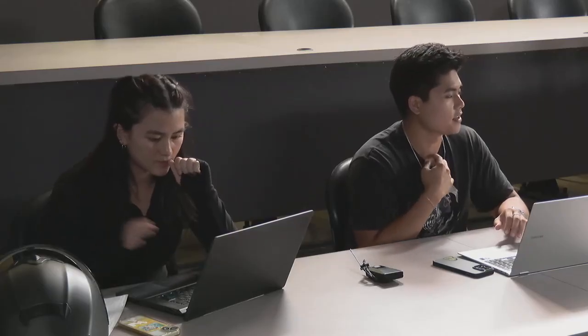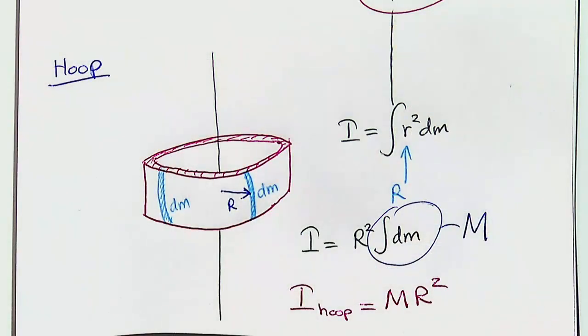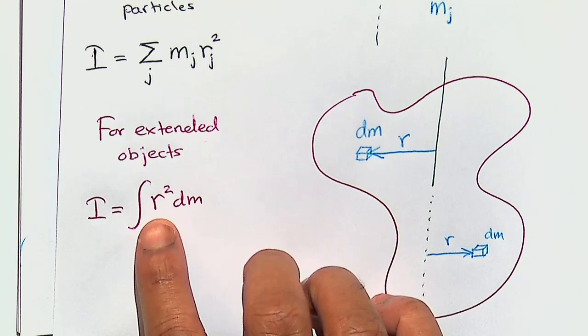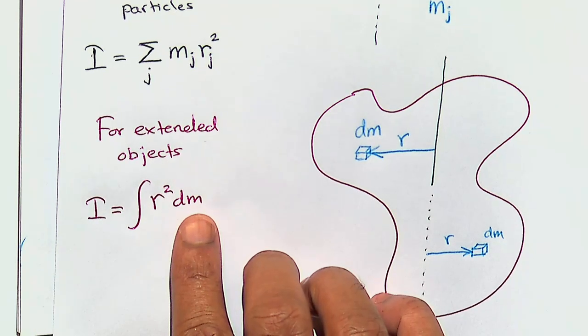There's some confusion about, I guess, just the variables again. If you could re-explain the R and the dm. In the hoop example? Yeah. Sure, so go into the notes. Starting with our definition of what a moment of inertia is, R is the distance to your dm, right?